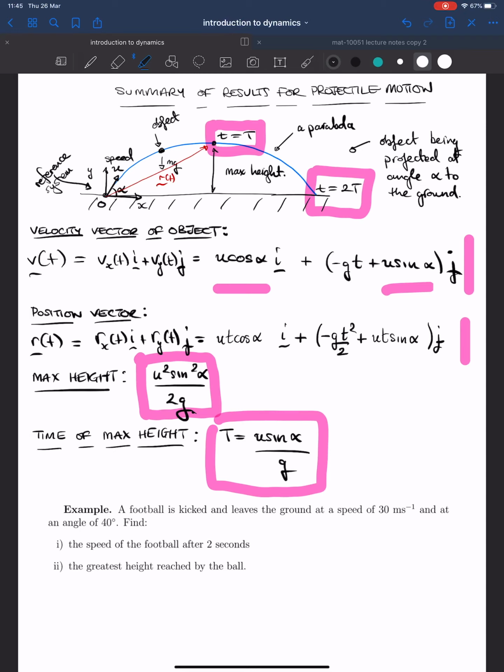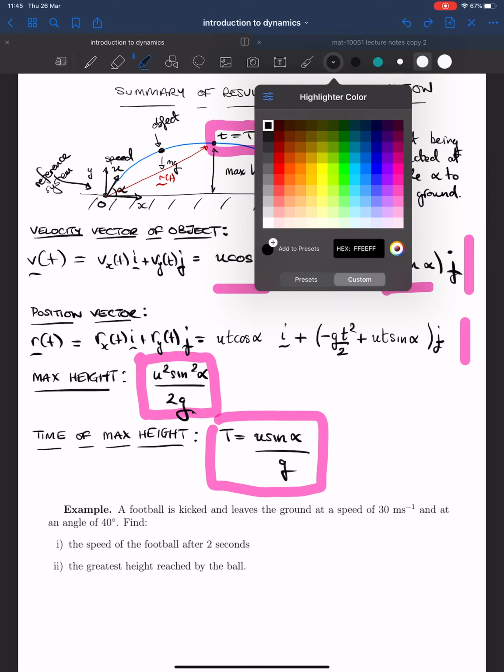that you should be able to derive all these expressions given some information, such as this example. So this example is related to a football which is kicked and leaves the ground at a speed of 30 meters per second. And it leaves the ground at an angle of 40 degrees. So we're asked to find the speed of the football after 2 seconds and the greatest height reached by the ball.